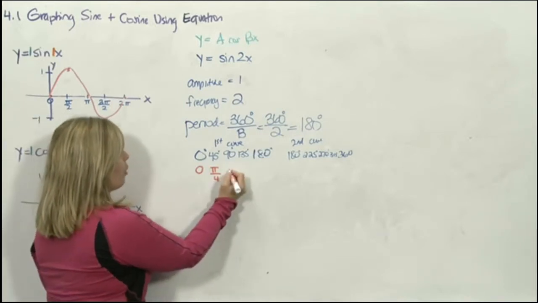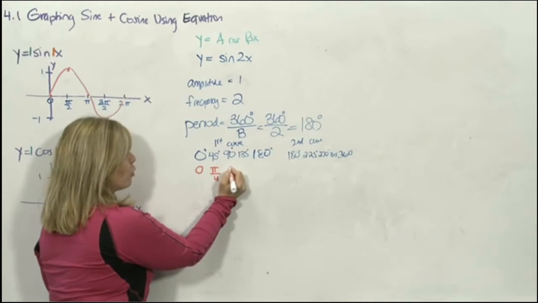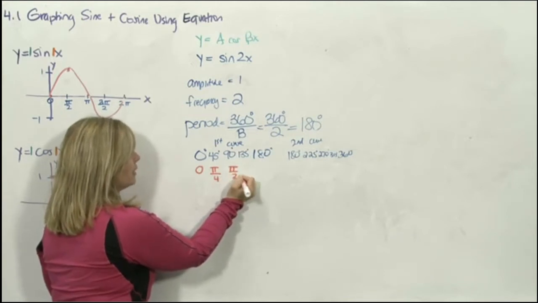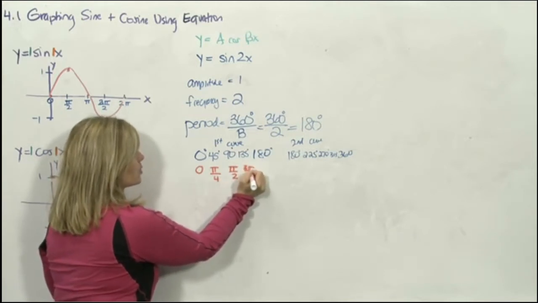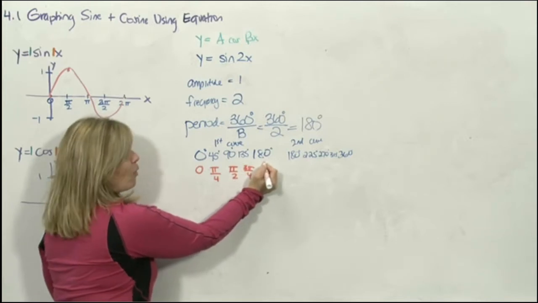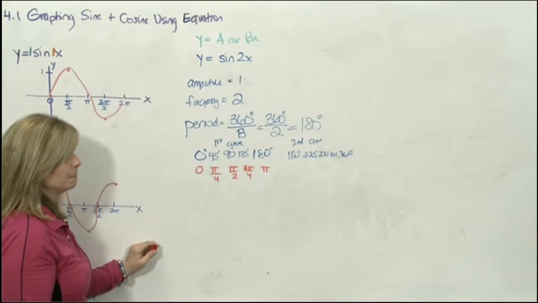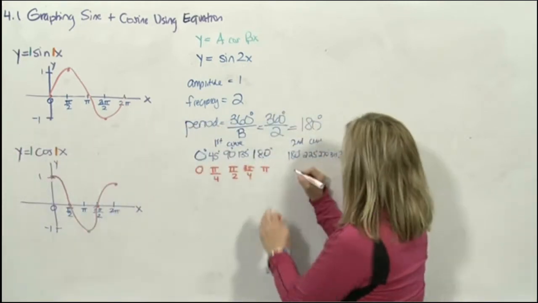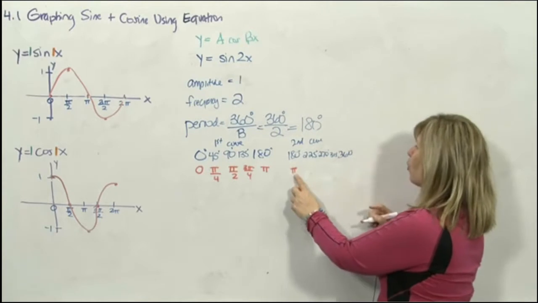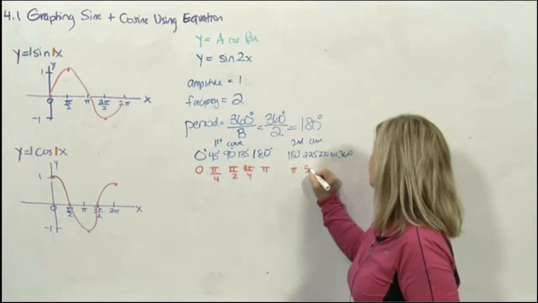So if you add another 1/4, this would be 2/4, right? But 2/4 reduces to a half. This would be 3/4. 180 would be 4/4, which is just 1. Okay? 180 is pi. That was 4/4. So 225 is 5/4.